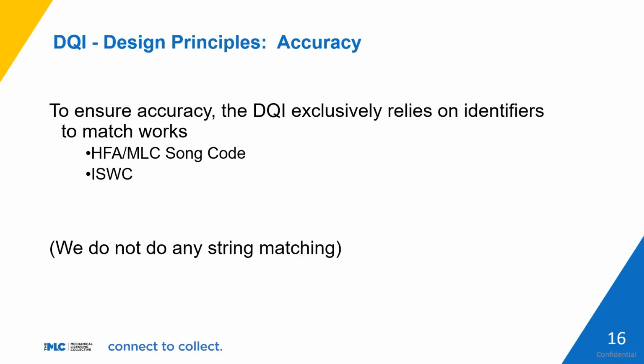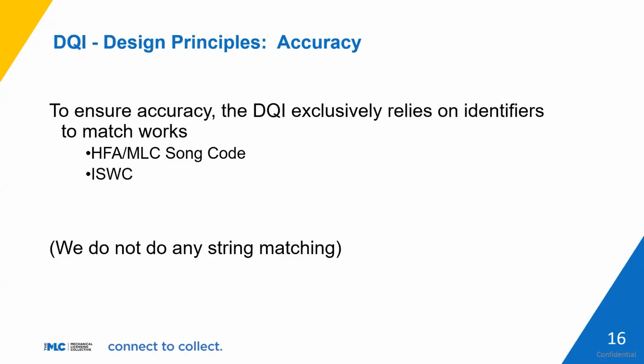And just to re-emphasize, what we do not attempt to do in processing files that come in from representatives of copyright is do any sort of string matching or anything like that, because by its nature, that string matching introduces an error rate of its own. So we are trying to remain 100% accurate, and therefore that is why we are relying exclusively on identifiers.